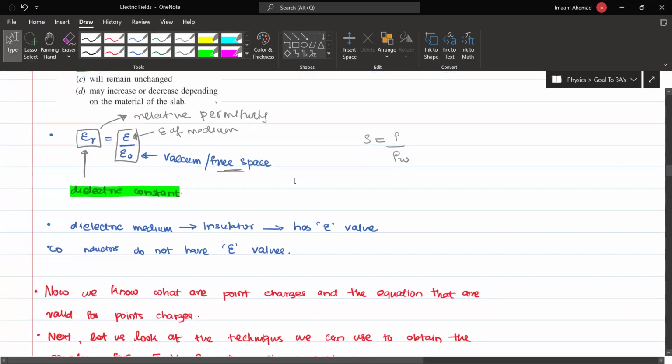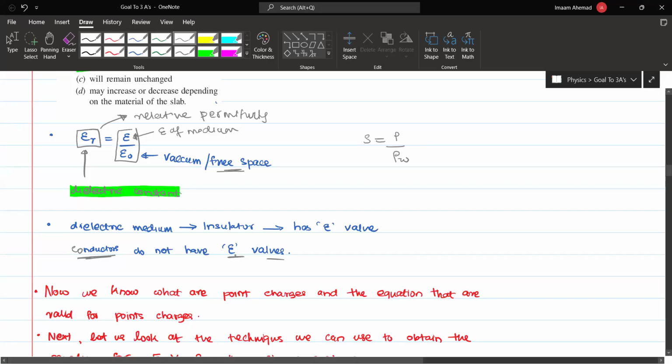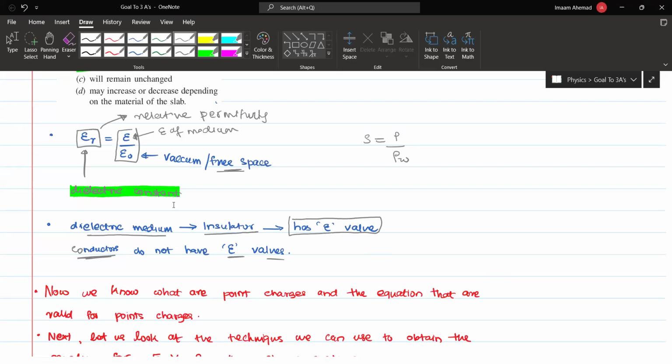Okay. Now you shouldn't get confused with this. Now let's say if they have mentioned in a question as dielectric medium, then it is an insulator. Then they could have used any of them. If they say insulator, then it's a dielectric medium. If they mention it's a dielectric medium, then it is an insulator. Okay. And what about conductors? Conductors, they do not have an epsilon value. Okay, they do not have epsilon value. So if they have given an epsilon value, then it should be an insulator, then it should be a dielectric medium. Okay. Hope it's clear. So far, is it good?